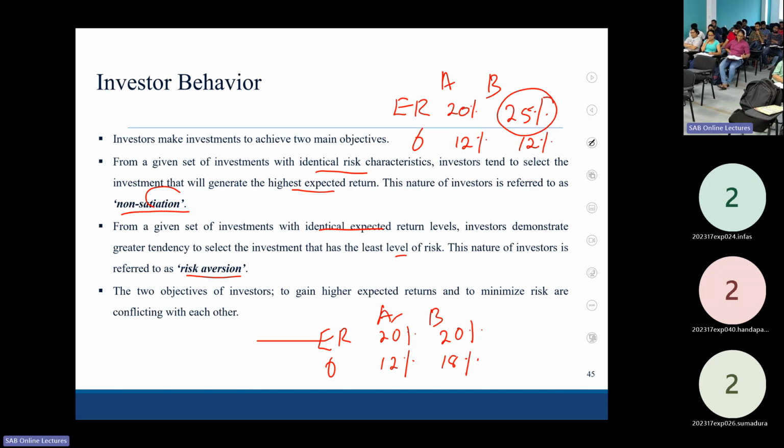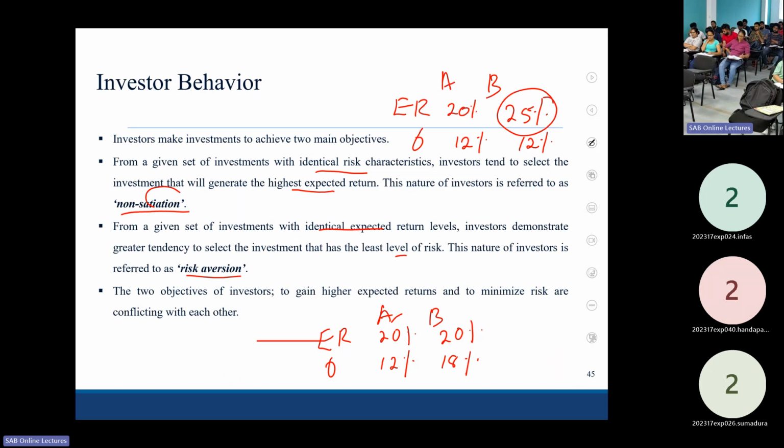By investments, another objective is risk aversion, avoiding risk. The two objectives of the investment: non-satiation and risk aversion. In simple format, in non-satiation, you want to maximize return. In risk aversion, you want to minimize risk. Okay? You want to maximize return, you want to minimize risk. These are the objectives of the investment.